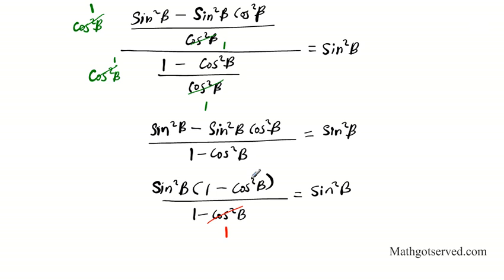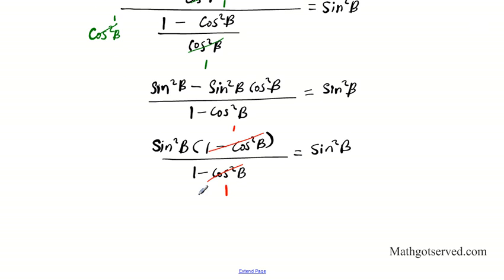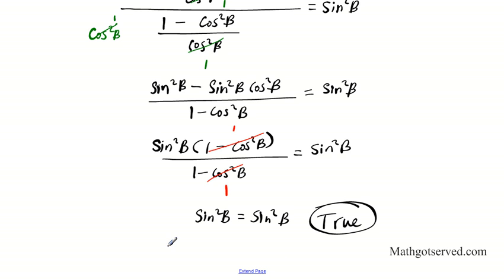This divides out to 1, and this divides out to 1, and you end up with sine squared b equals sine squared b. So the statement is true. The original statement is true. Okay? Alright. Let's move on to question number 3.